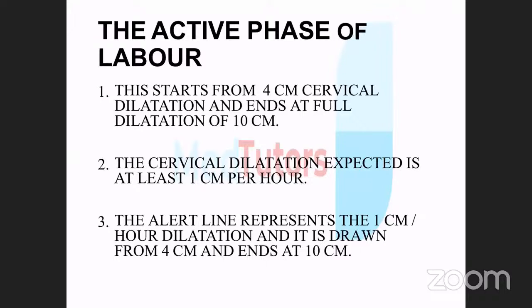Now, the active phase of labor starts from 4 cm till full cervical dilatation, and the expected cervical dilatation rate should be 1 centimeter per hour. That represents the minimum of 1 centimeter per hour cervical dilatation and is drawn from 4 cm and ends at 10 cm.